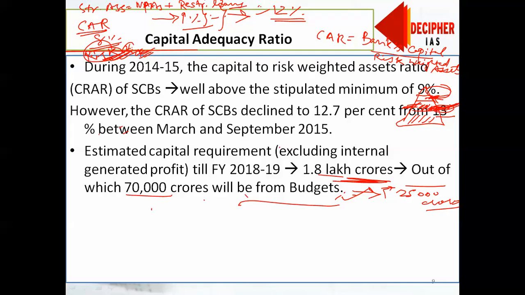Now NPAs, what do you mean by NPAs? NPAs are those for which the interest has not been paid for 90 days. Now the asset quality of scheduled commercial banks has come under stress in recent times as the gross non-performing advances, or gross non-performing assets, have increased to 5.1% from 4.6%.